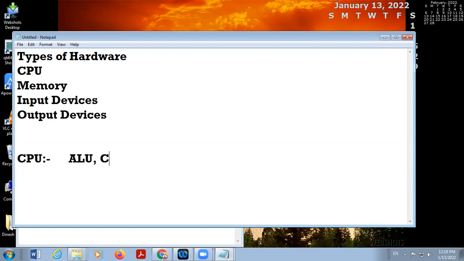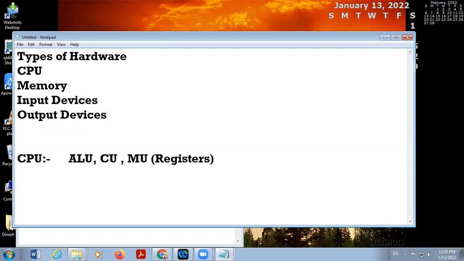Another unit is called the control unit, and the main purpose of the control unit is to control all the activity of your computer system. When we give input to the computer system, your control unit receives that information and sends it to the ALU for processing. After that, it receives the processed data back from the ALU. After receiving that, it stores the data in the memory unit, okay? And the memory unit is also called a register.